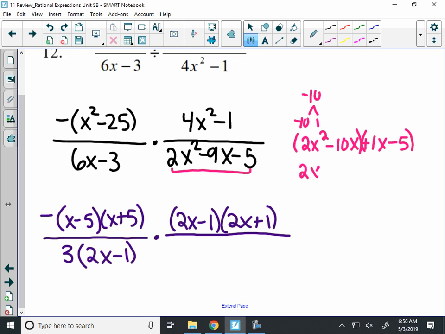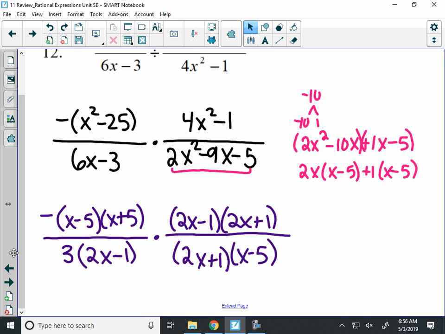And what will we have? 2x times x minus 5 plus 1 times x minus 5. Looks like that'll be good for us because when I rewrite my factored form, we'll have 2x plus 1 times x minus 5. And you should see a lot of things that are going to cancel here. 2x plus 1 and 2x plus 1. 2x minus 1. The x minus 5s are going to cancel.